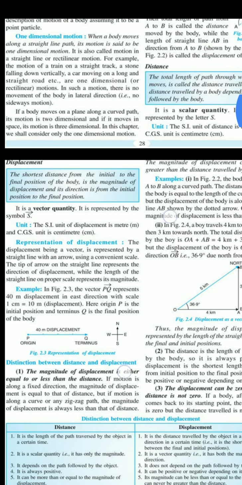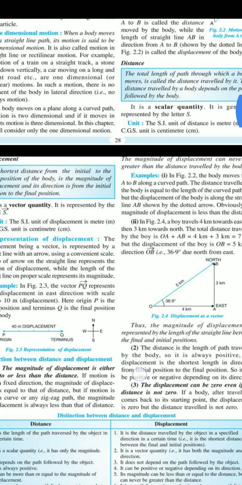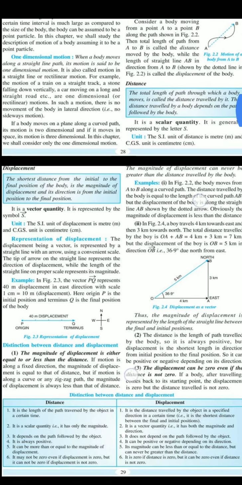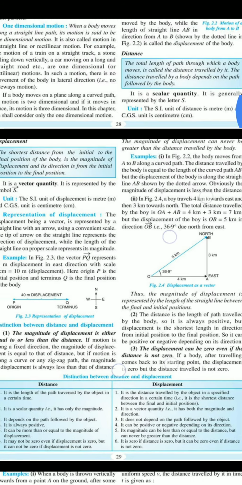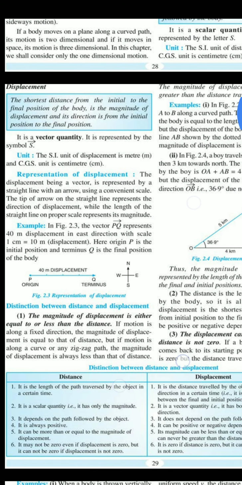Now there's one thing you can see in the figure. Suppose, okay, let us discuss point-wise. So distinction between distance and displacement. The magnitude of displacement is either equal to or less than the distance. Displacement can be either equal to or less than the distance. Okay, it won't be more than the distance, right?